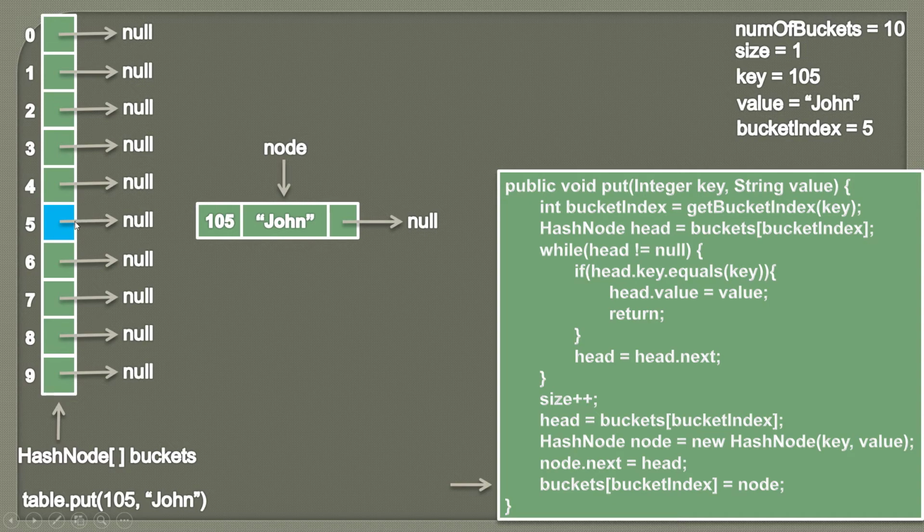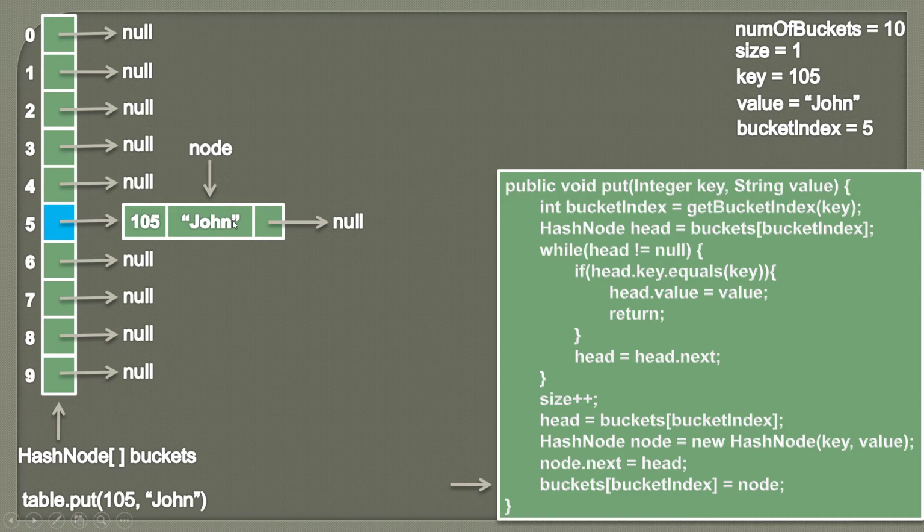Now this hash node will point to the node which we want to insert. So here you can see that we have inserted one hash node, and from now onwards there would be multiple hash nodes on this index in case some collision will occur.